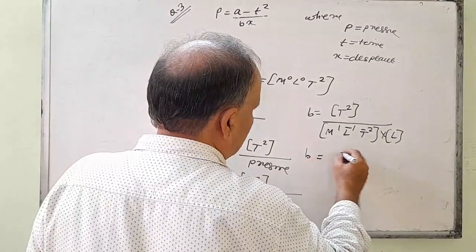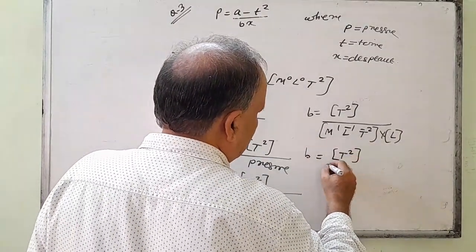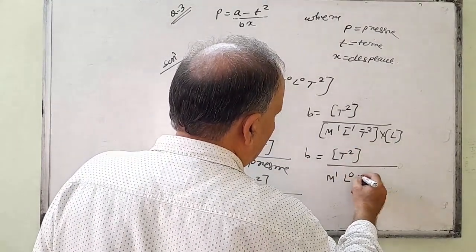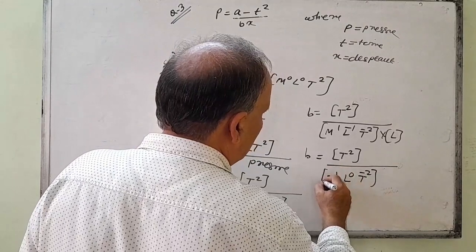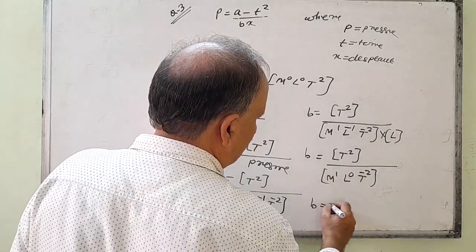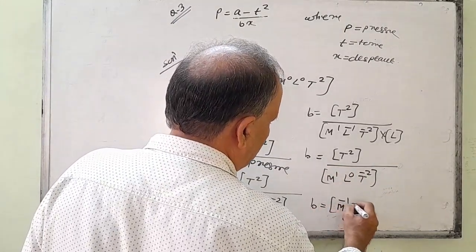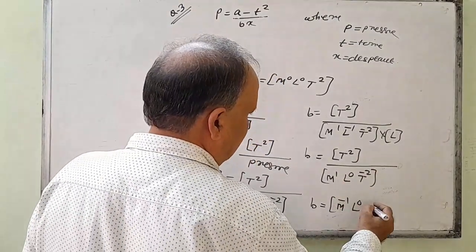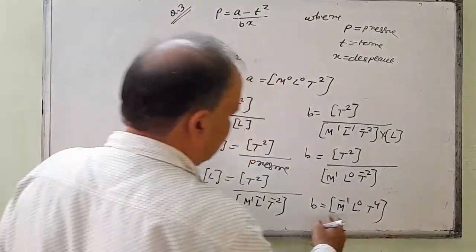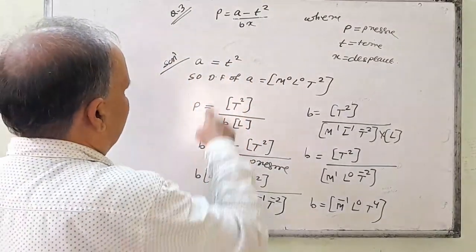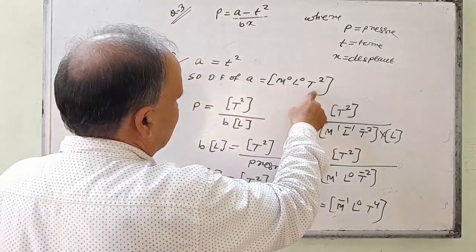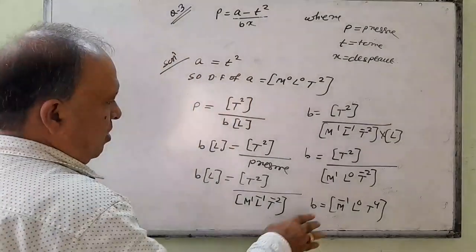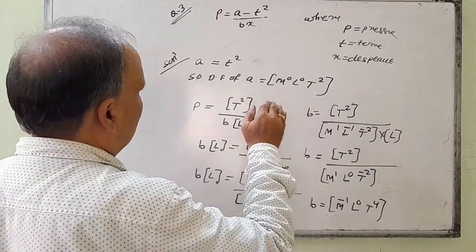So B is equal to T square divided by M1, this is your L0 T to the power minus 2, or we can write B is equal to M to the power minus 1 L0 T to the power 4. This is the dimensional formula for A, that is M0 L0 T to the power 2, and this is the dimensional formula of B.